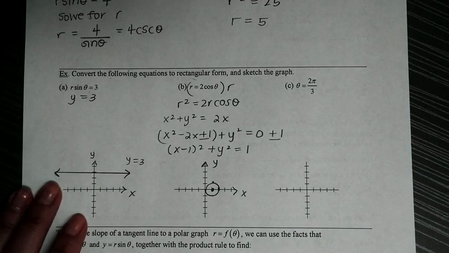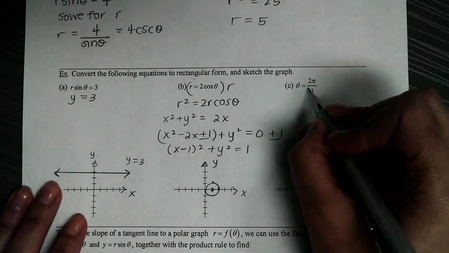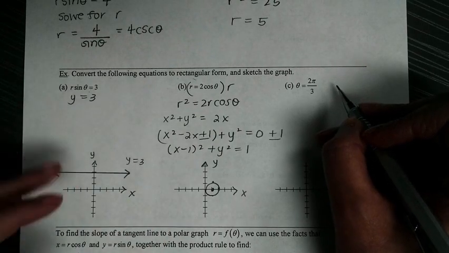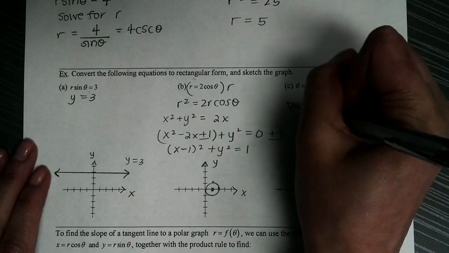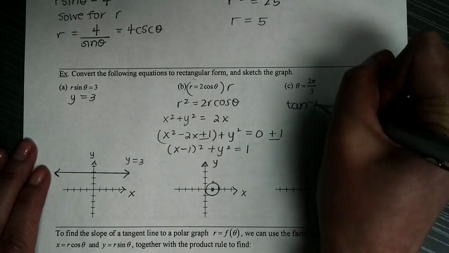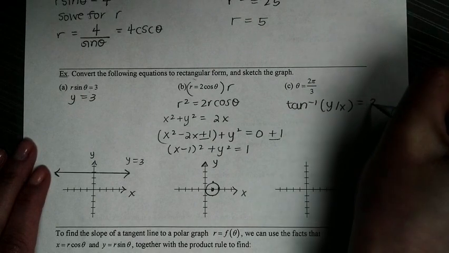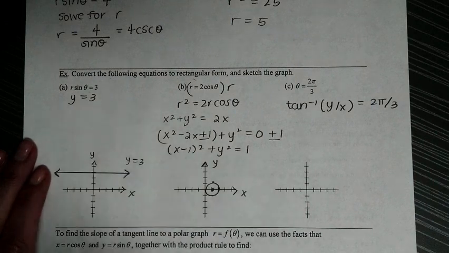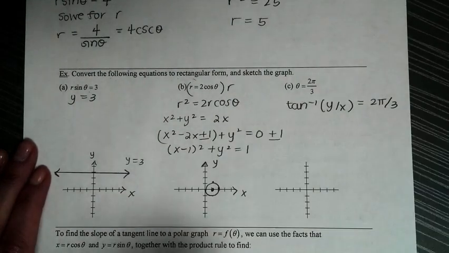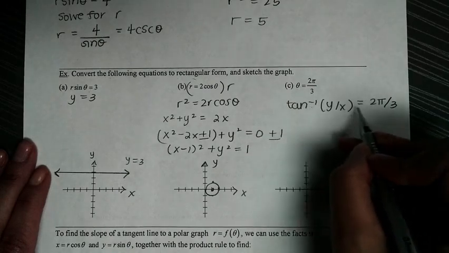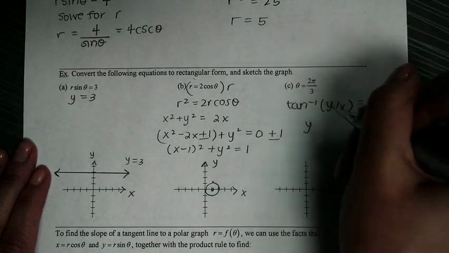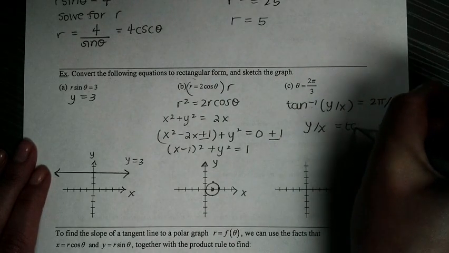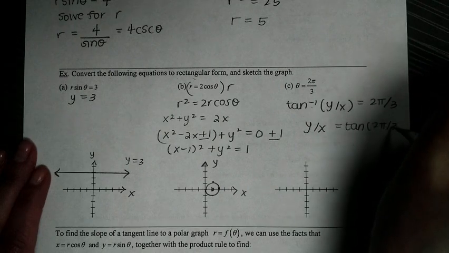Okay, so the next one that we have over here, you have theta equals 2 pi over 3. So you're going to tell me, so what are we going to do? Well, what you can do is, you know that theta is going to be equal to tangent inverse of y over x, and that's going to be equal to 2 pi over 3. I will go with that, but here the business is, how can we get rid of that tangent inverse? You tangent both sides. Okay, if we apply the tangent function to both sides, obviously respecting the restrictions, you have that y over x is equal to tangent of 2 pi over 3. Do you see it?